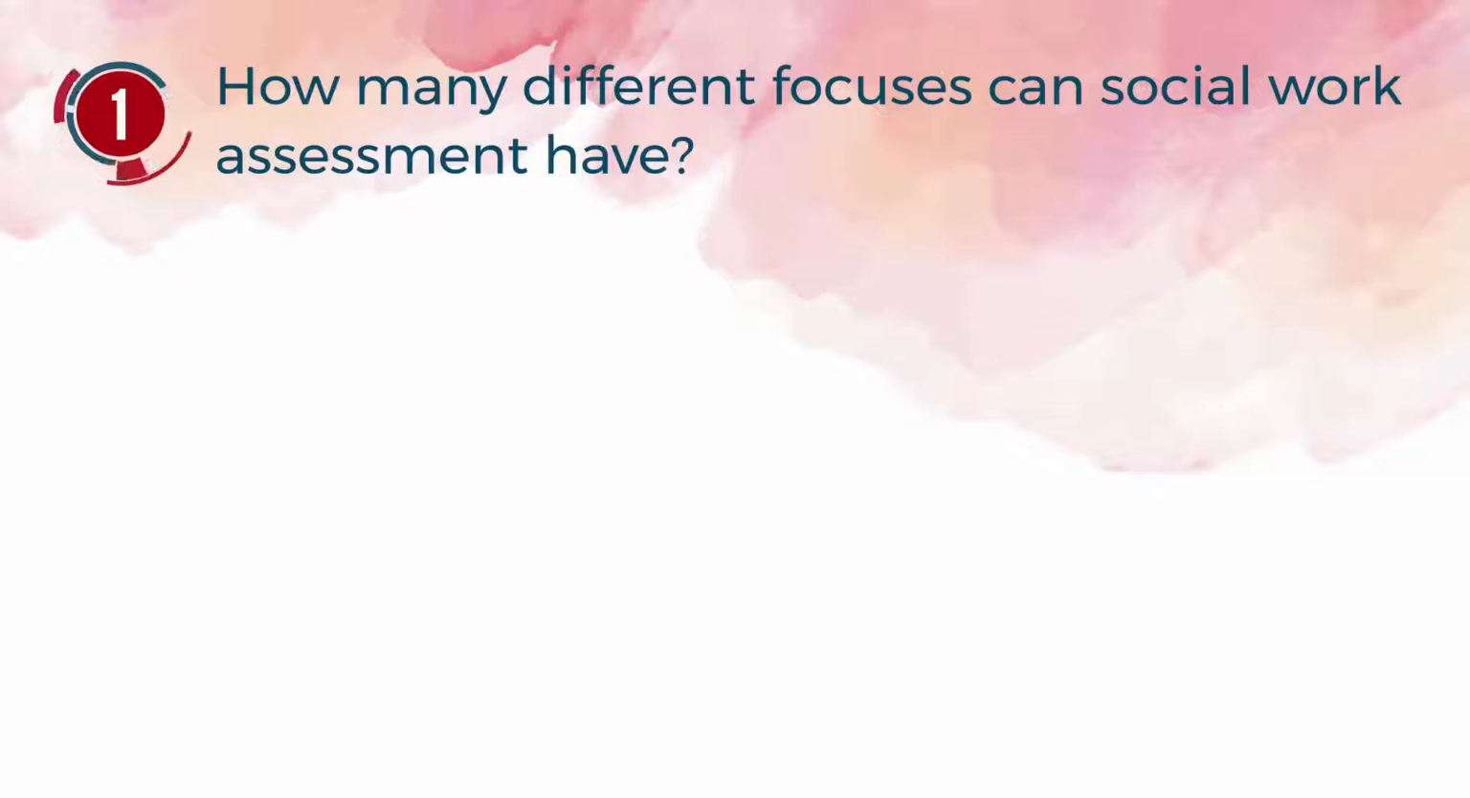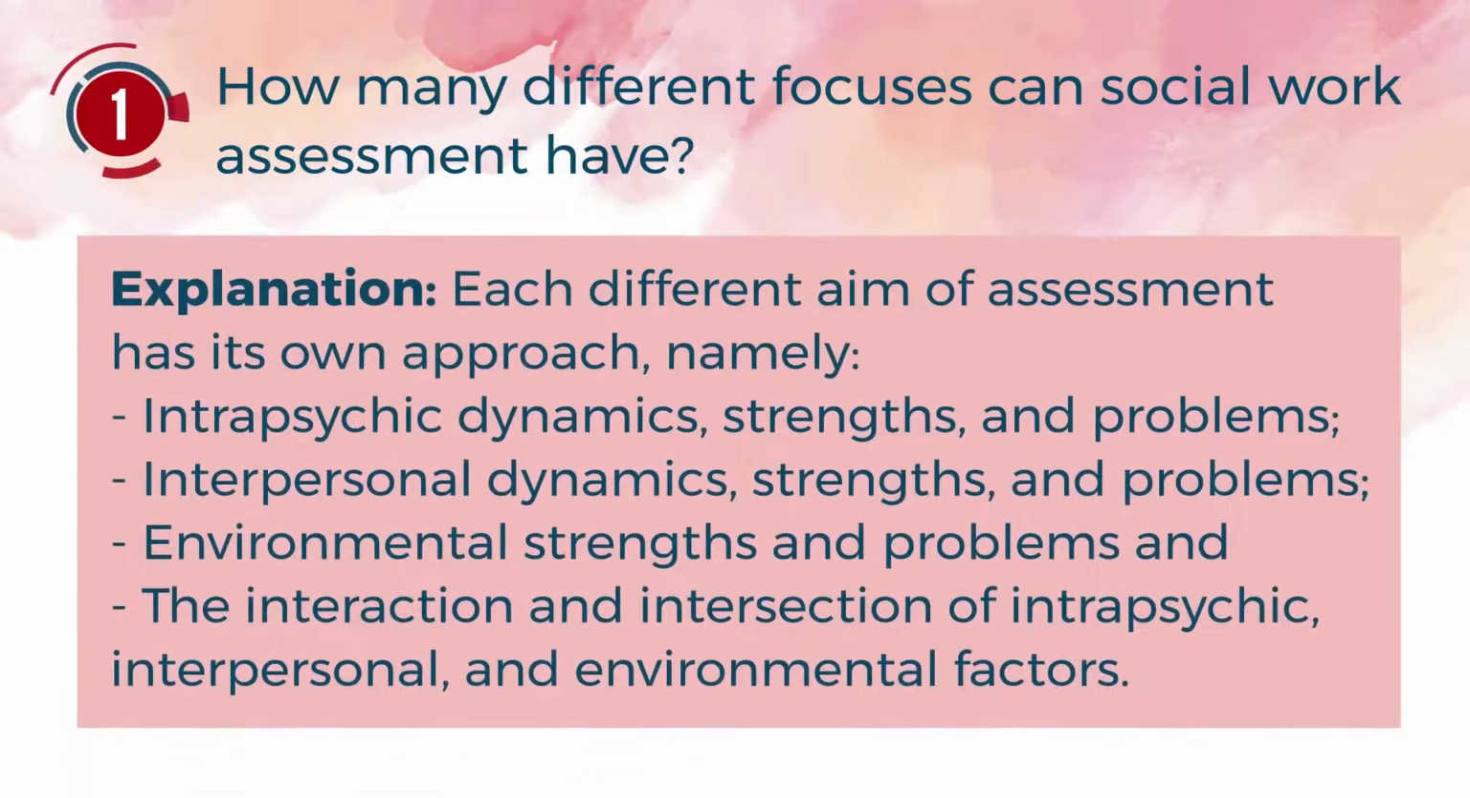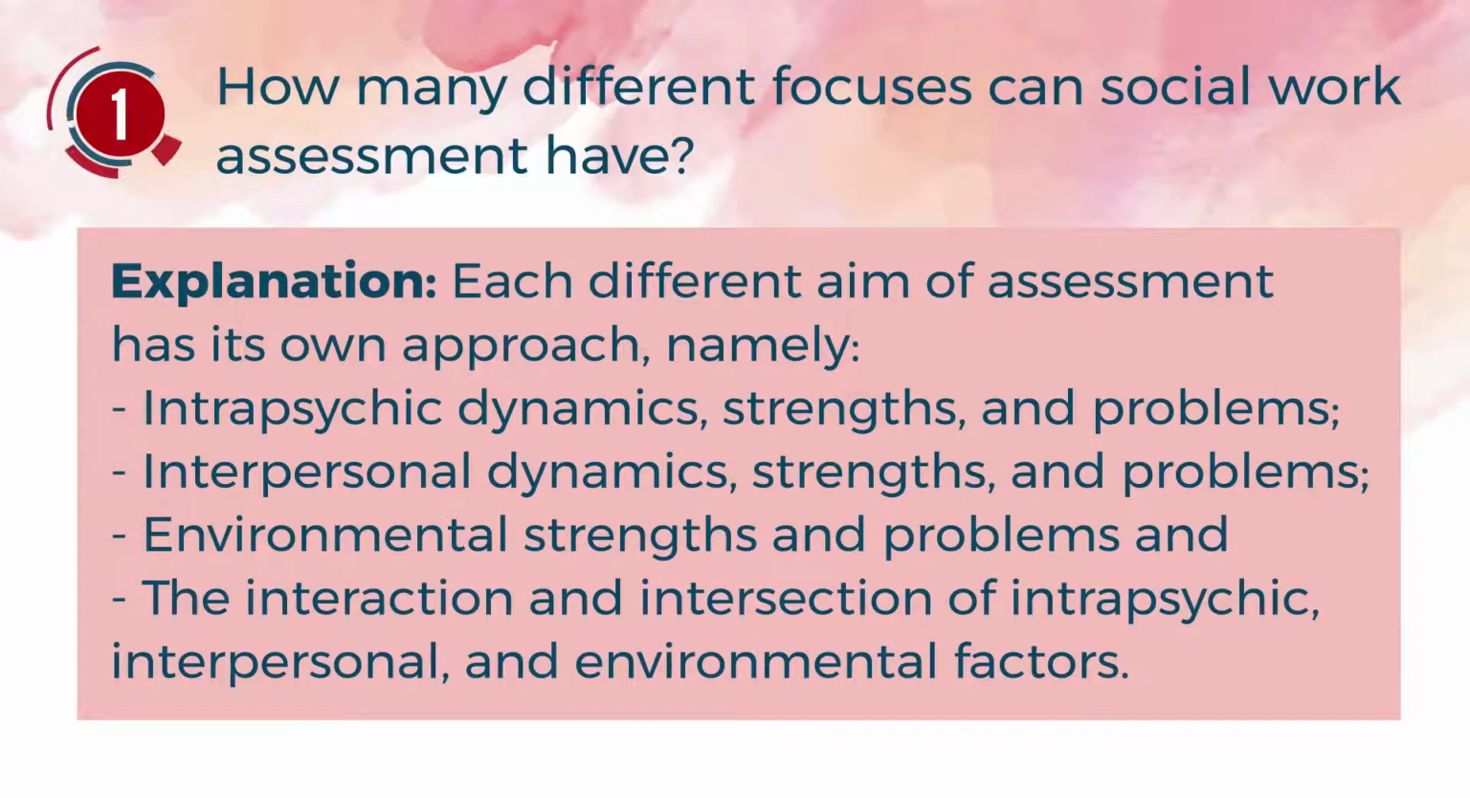Number 1. How many different focuses can social work assessment have? A. 3. B. 4. C. 5. D. 6. The answer is B. 4. Explanation. Each different aim of assessment has its own approach, namely intrapsychic dynamics, strengths, and problems; interpersonal dynamics, strengths, and problems; environmental strengths and problems; and the interaction and intersection of intrapsychic, interpersonal, and environmental factors.